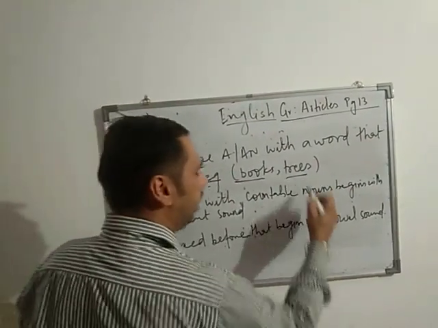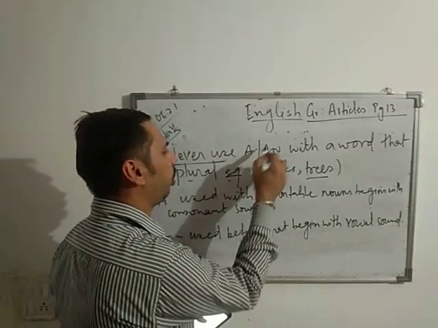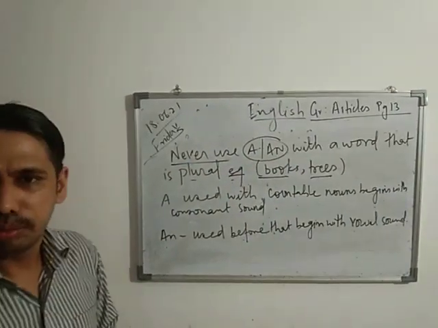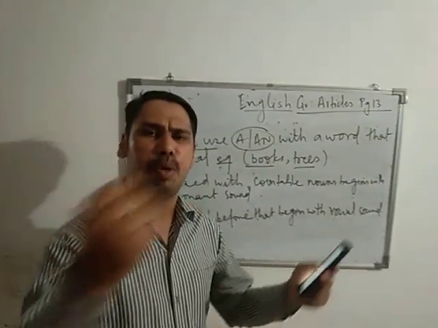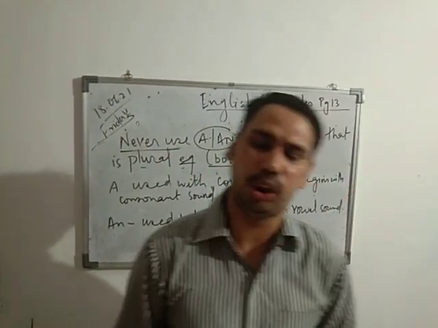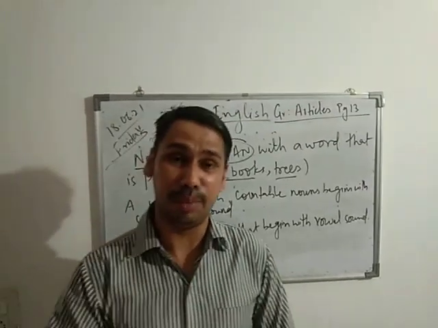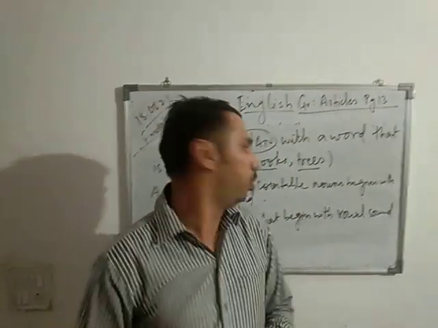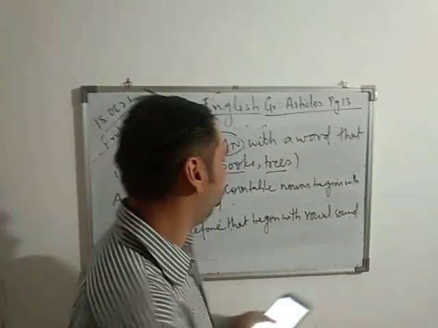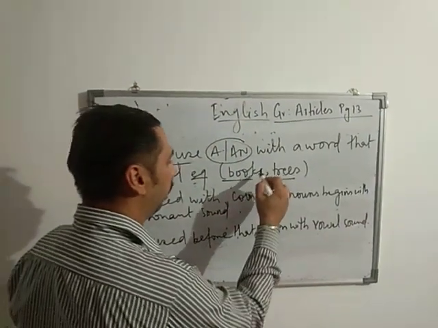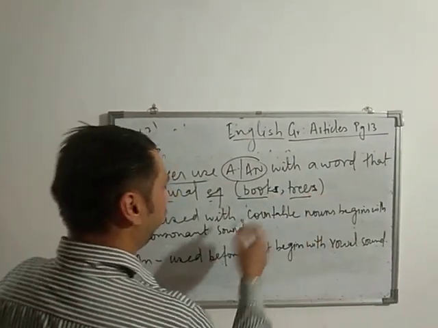Example: books, trees, water. If we are using these words, we will not use a, we will not use an. If I say the books are heavy, I cannot say "a books are heavy" or "an books are heavy." That is wrong English. The books are heavy, the books are light, the books are expensive, the books are cheap. So this way we can use it: the trees are big, the trees are small. We use this when we are using a plural. When we are using S, meaning plural, we cannot use a or an.